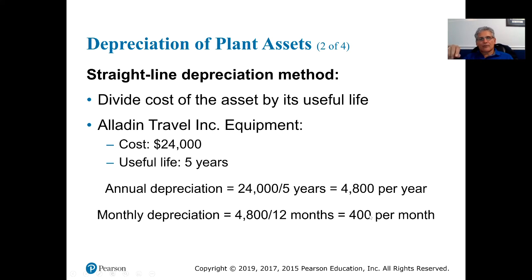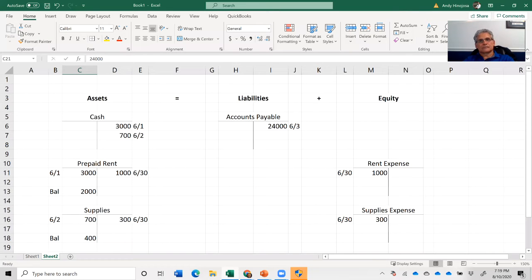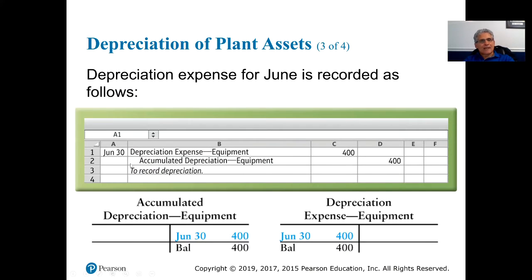So every month when we're updating the books, we're going to record an adjusting entry for depreciation. The adjusting entry is going to be represented by a debit to an account called depreciation expense, $400.